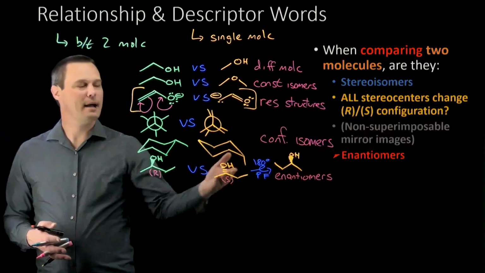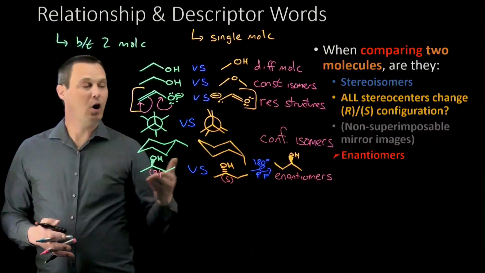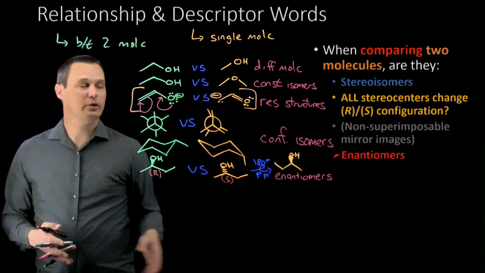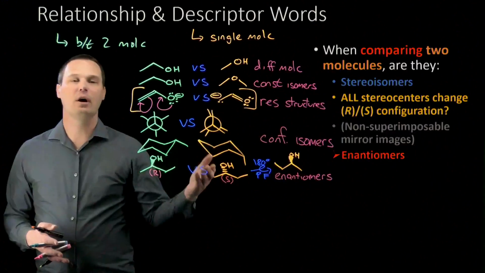The word to describe non-superimposable mirror images, molecules where all of the stereocenters have changed their R/S configuration, is enantiomers. These molecules are enantiomers of each other.